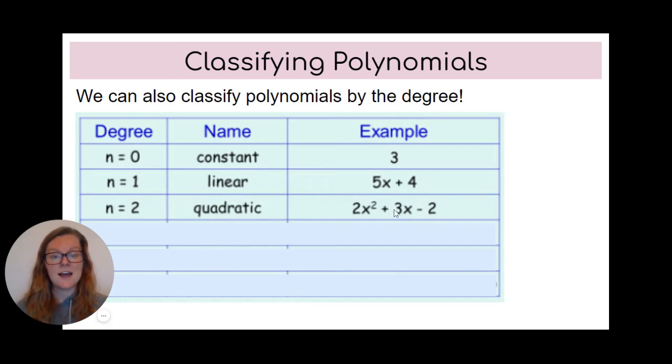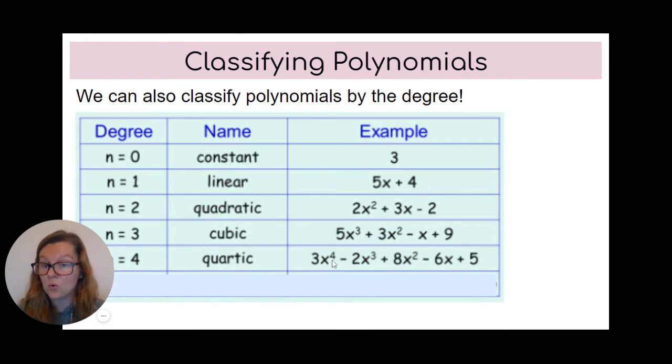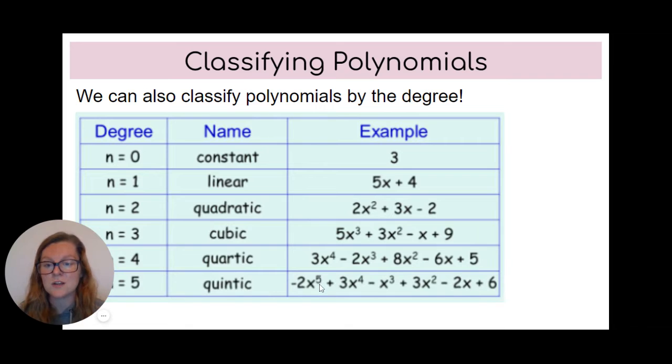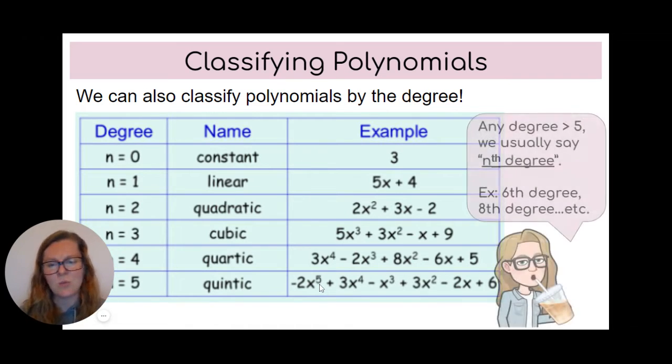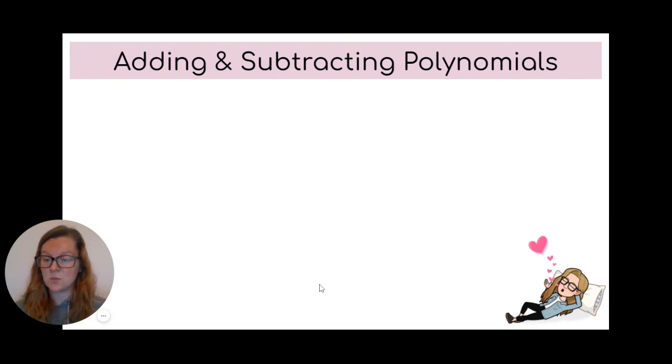If we have an x squared as the highest degree, we're going to call it a quadratic. X cubed is going to be cubic. To the fourth power is going to be quartic. And to the fifth power is going to be quintic. Anything more, though, than 5, we're just going to call like the nth term. So if it was like x to the 8th power, we would just say that's the 8th degree polynomial. Okay, so those are our two different ways that we can classify.